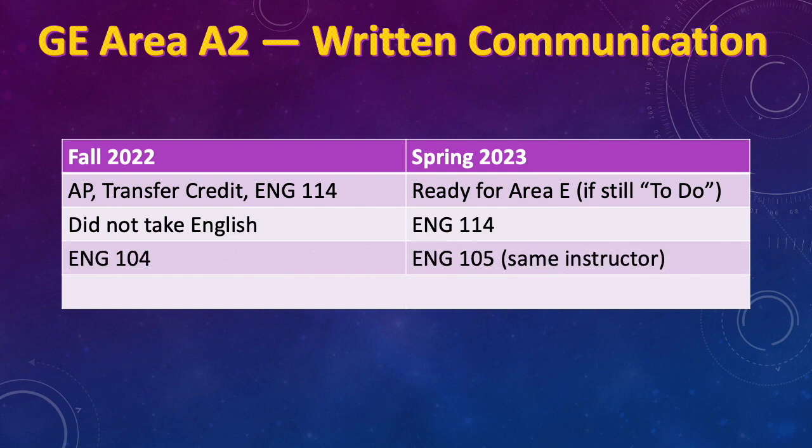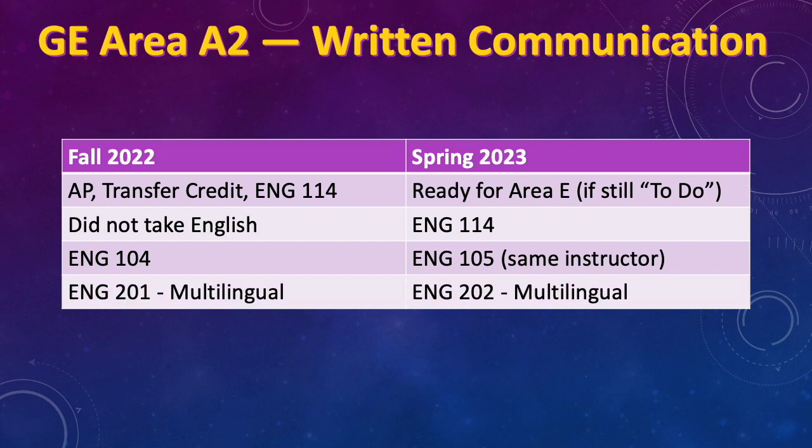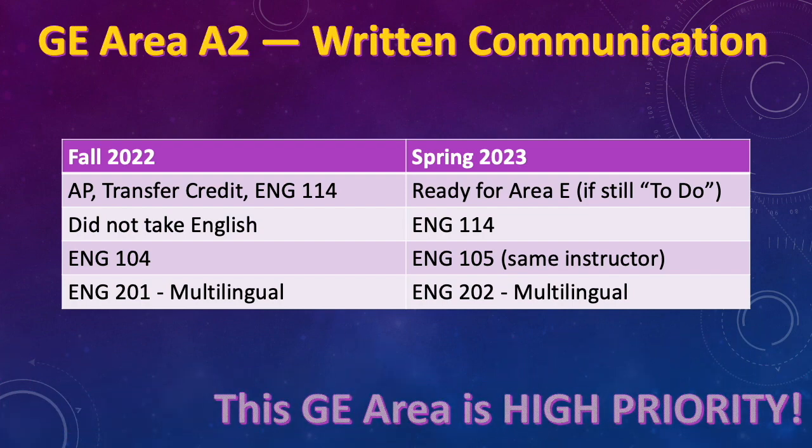If you are currently taking English 104 this semester, then you will need to take English 105 next semester and with the same instructor. If you are currently taking English 201 multilingual this semester, then you will take English 202 multilingual in spring, or as recommended by your current English instructor. This GE area is a high priority course. This is a lot of detail. Please pause here if needed.